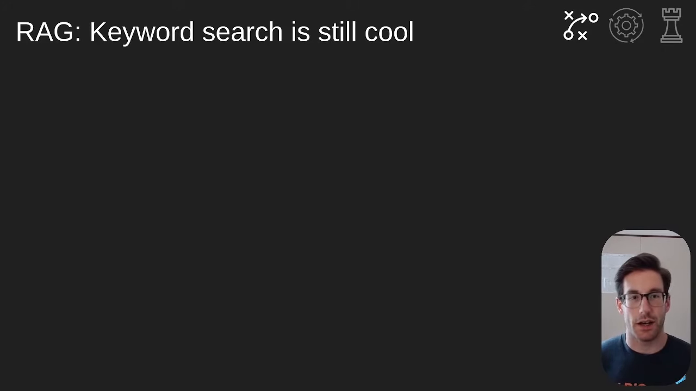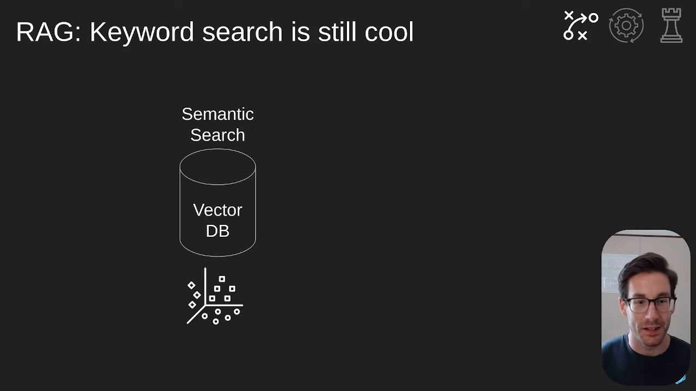The next one here is the combination of keyword search and semantic search. You can see keyword search is still cool. The reason I'm saying this is that when semantic search became very popular around the whole premise of LLMs, with a lot of people using vector databases to do semantic search, a lot of people assumed they could replace most search with this.